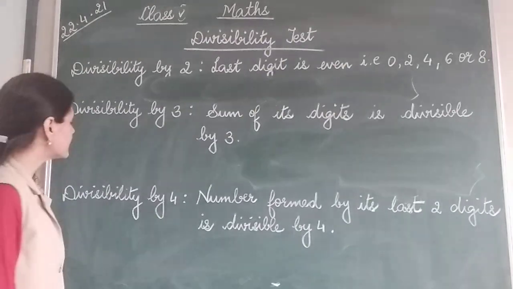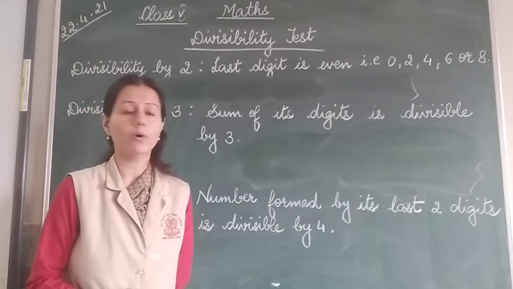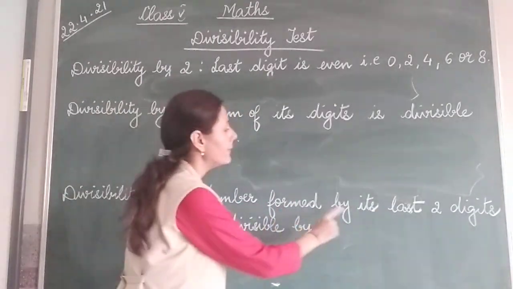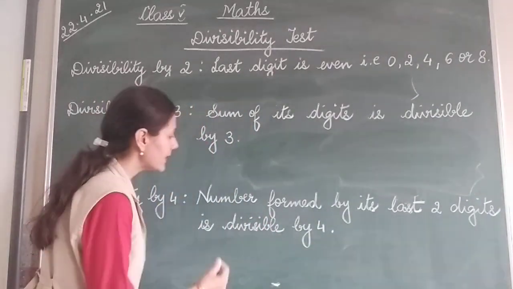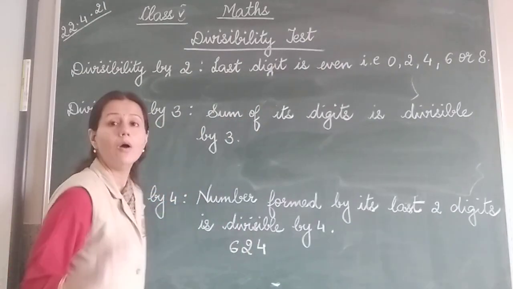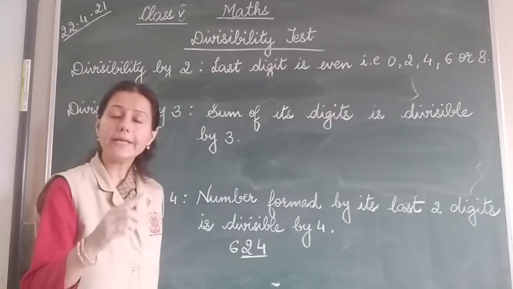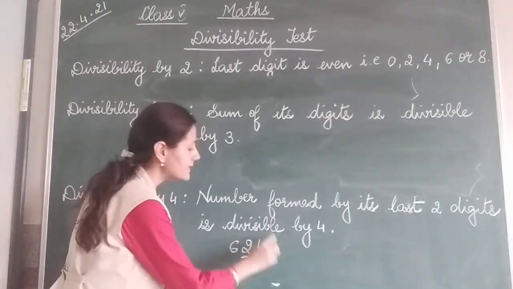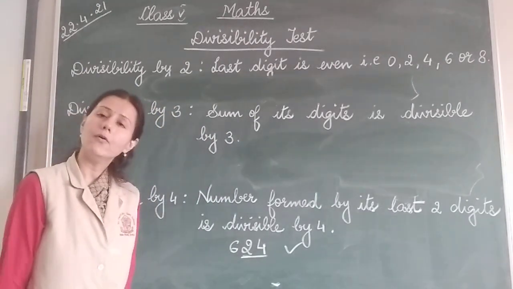Now moving on to the next, beta, divisibility by 4. What is the divisibility test for 4? Beta, the number formed by its last 2 digits should be divisible by 4. Let us take any example. Suppose 624. What is the number formed by the last 2 digits, children? 24. 24 is divisible by 4. 4 6s are 24. 24 is divisible by 4. So 624 will be divisible by 4.